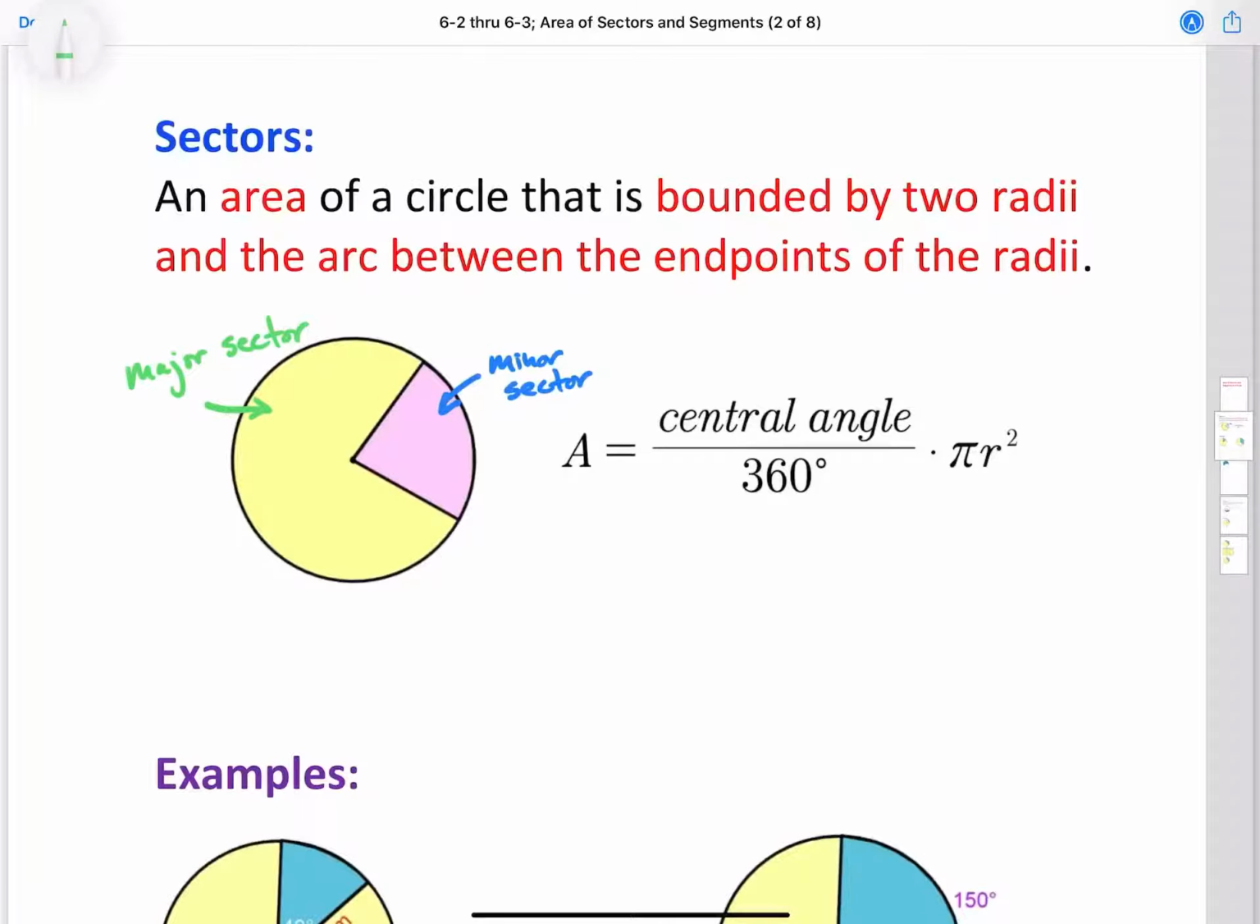Now, how do we calculate the area of a sector? Well, that's this formula right here on the right. What we need is the measurement of our central angle, or the measurement in degrees of our arc. We take that measurement divided by 360, because there's a total of 360 degrees in a circle, and then multiply it by the area of a circle, which is pi r squared. In other words, we're taking a fraction of the area of our circle, and that's where this formula came from. So let's try this out with a couple of examples.